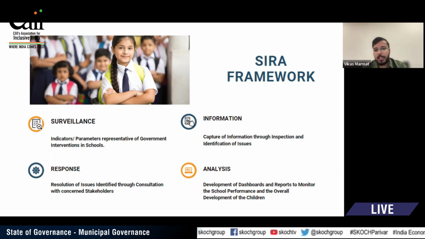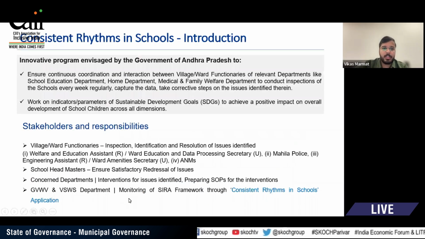So we built this online system whereby, out of the 10 functionaries, to monitor a school, we used the services of 4 functionaries in the GSWS department. As I mentioned in the starting, every secretariat in the villages has almost 10 to 11 functionaries which belong to different departments. Out of those 10 functionaries, we took the services of 4 functionaries who are somehow responsible for monitoring the school. So the first one was the welfare and education assistant.